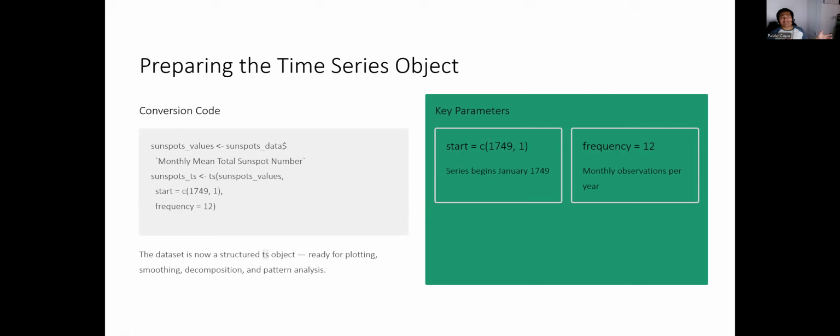Once the object was created, I could create graphs, apply smoothing, decompose the series, and analyze autocorrelations and all kinds of forecasting. This step prepared the foundation for the rest of the analysis. Without converting the data into a time series object, the later visualizations and time-based analysis would not have worked correctly.